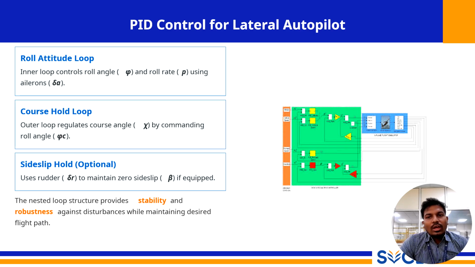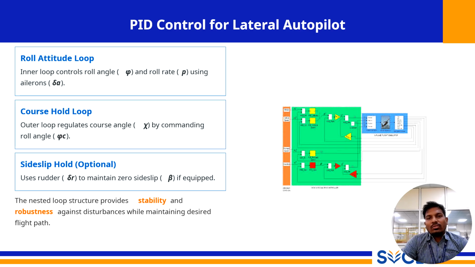The inner loop is the roll attitude loop. As the name suggests, this inner loop controls roll angle phi and the roll rate p. Its sole purpose is to achieve and hold a specific bank angle as quickly and accurately as possible. It uses the primary roll control surface, the aileron delta a, to do this. This loop runs at a very high frequency, constantly making tiny adjustments to keep the MAV stabilized at the commanded roll angle, rejecting disturbances from things like wind gusts.